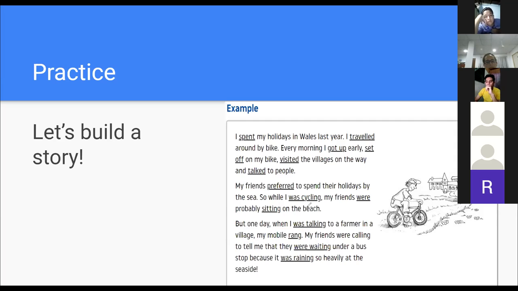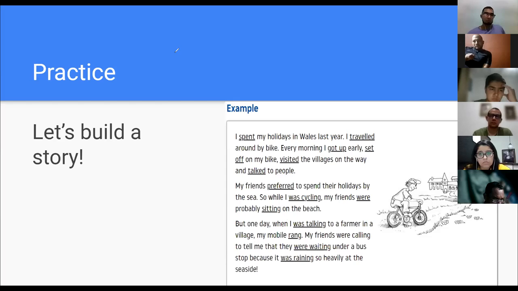Notice also, guys, that I can use when with this. But can I say, while I was talking to a farmer in a village, my mobile rang? Yes, you can say that. So my friends were calling to tell me that they were waiting under a bus stop because it was raining. So past progressive. All those actions are happening at the same time. Does it make sense, guys?